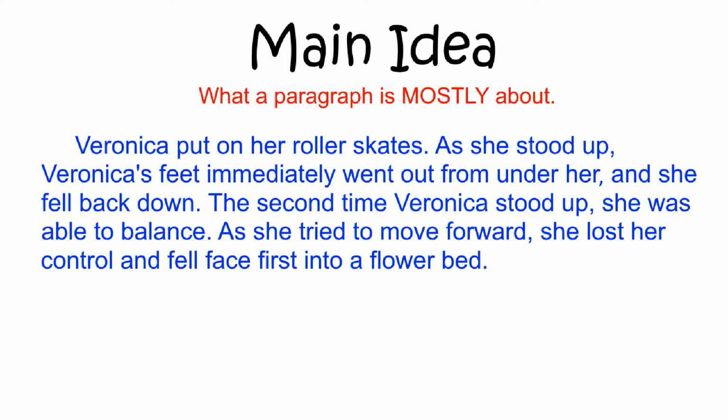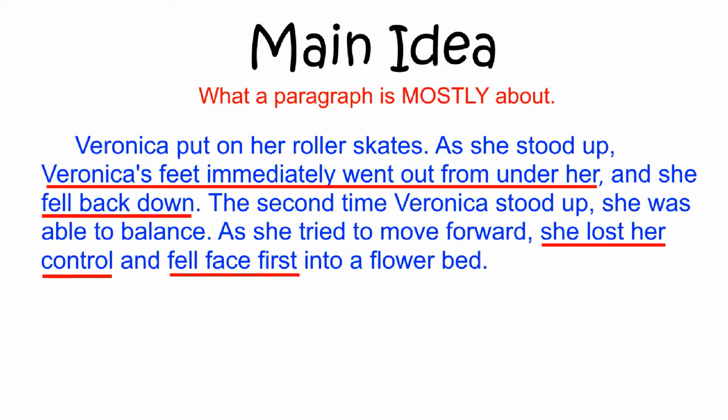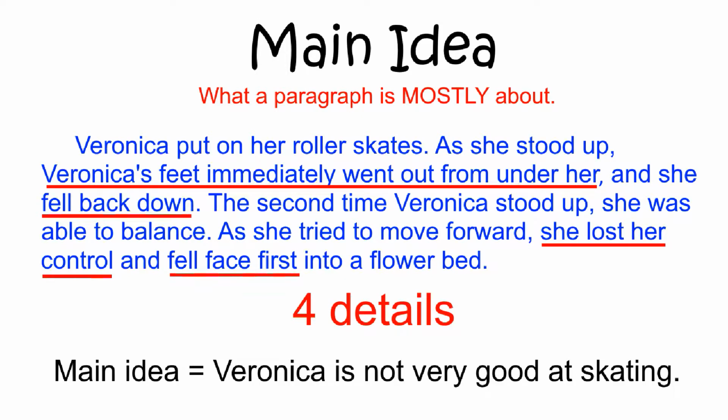At first, you may have thought the main idea of this paragraph was that Veronica liked to roller skate. But if you look carefully at the details that the writer uses, you will notice that the paragraph is mostly about the fact that Veronica is not very good at roller skating. The writer gives us 4 details to help understand the main idea of this paragraph. Remember to focus on the details the writer uses to find what the paragraph is mostly about.